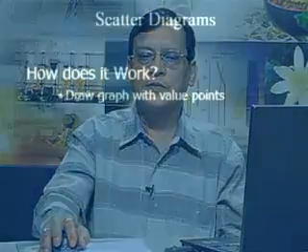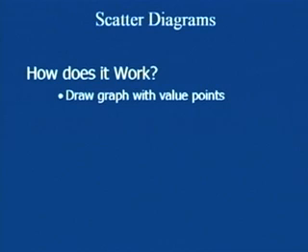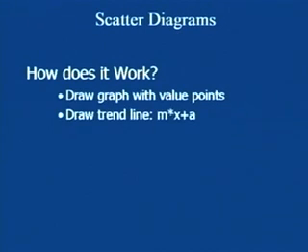How does it work? Draw graphs with value points; we have the data points between x and y. So, different values of x are there, different values of y are there. We draw all the points on a simple graph, then we draw the trend line. Depending upon the situation, in this example we are just showing the trend line as a straight line, that is mx plus a, but depending upon the system or the process, it may vary, and we may go for a second order line or third order line.